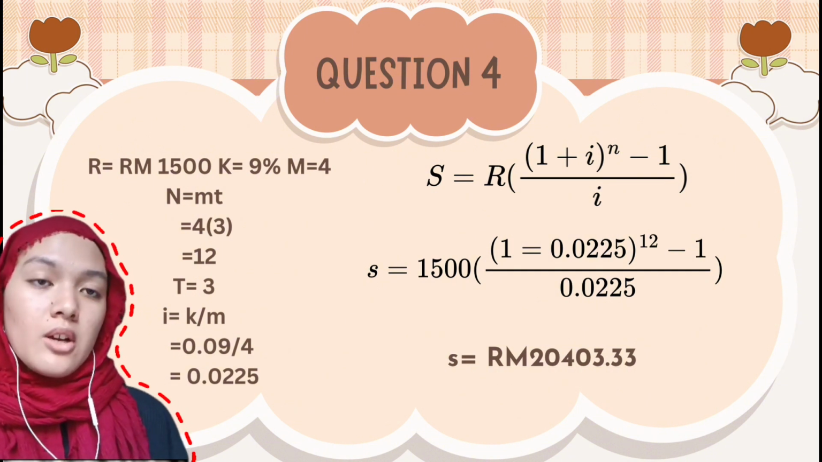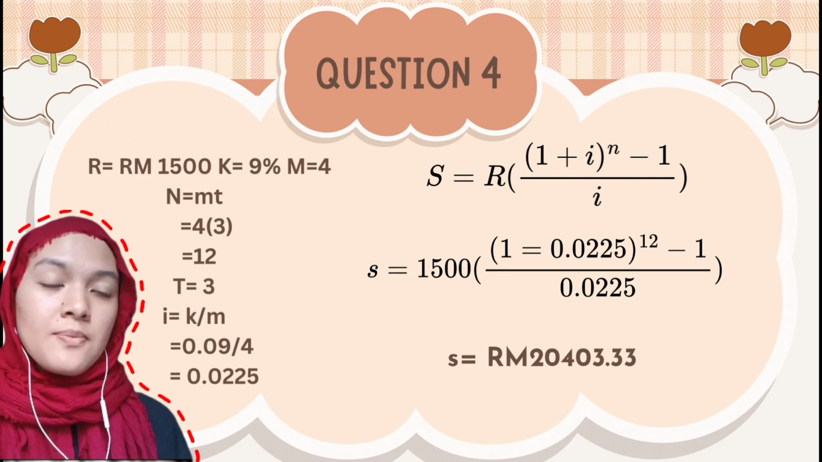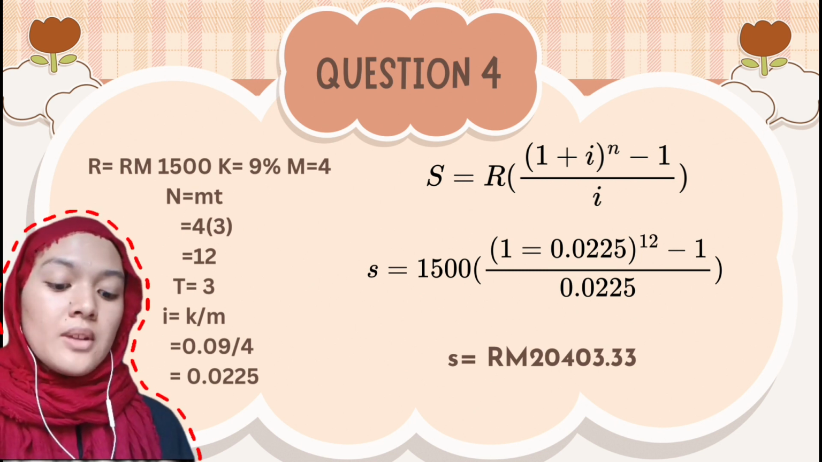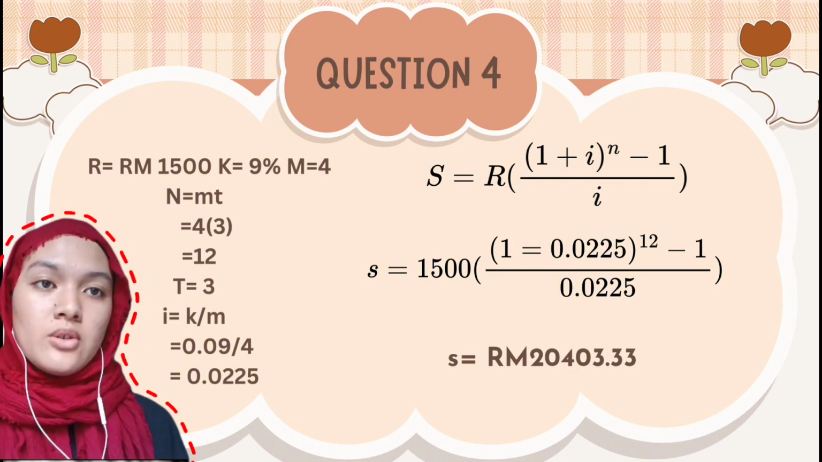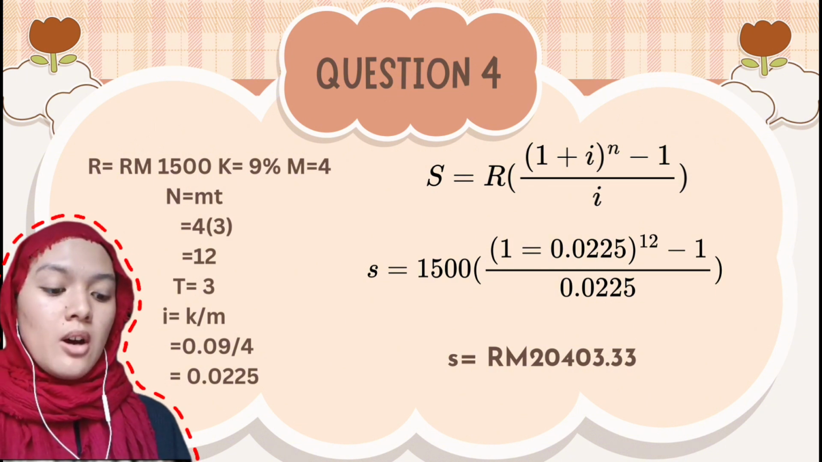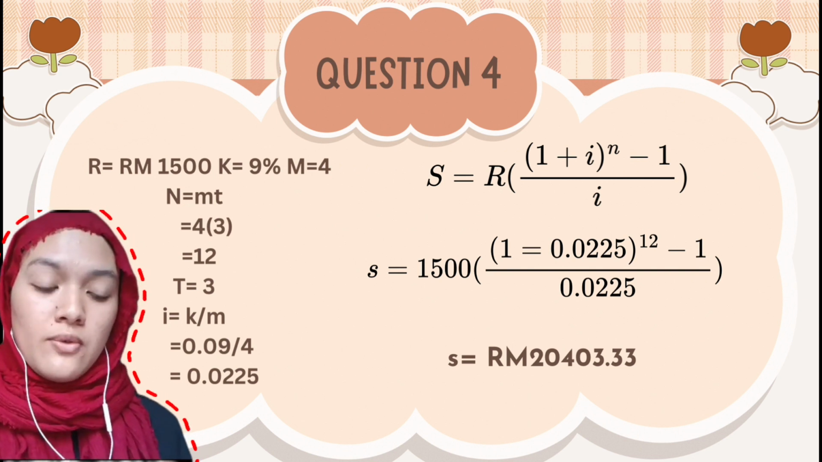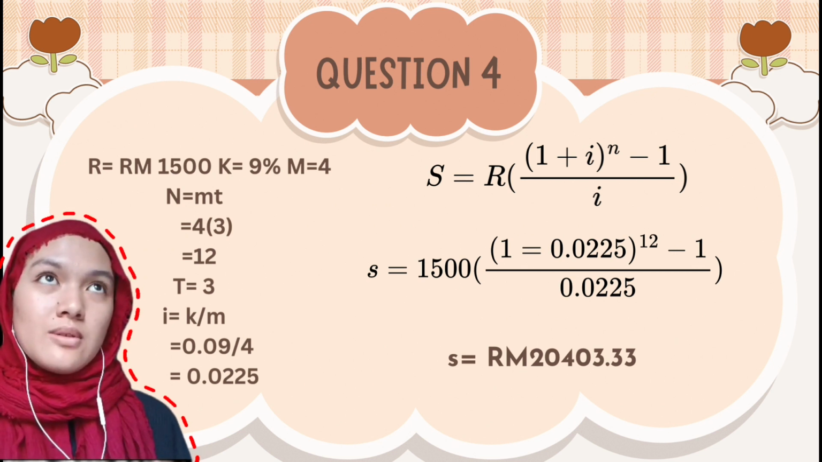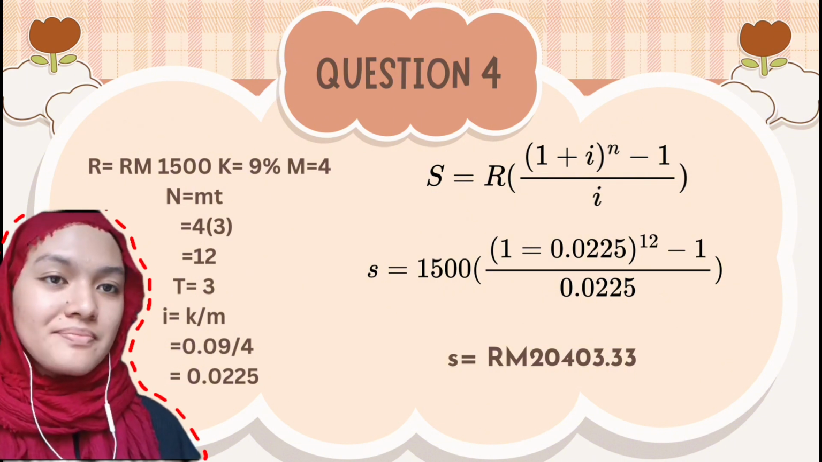So the formula that we are going to use is S equals R, (1 plus i) to the power of n minus 1, over i. So we put all together. S equals 1,500, (1 plus 0.0225) to the power of 12 minus 1, over 0.0225. So we get the answer is RM20,433.